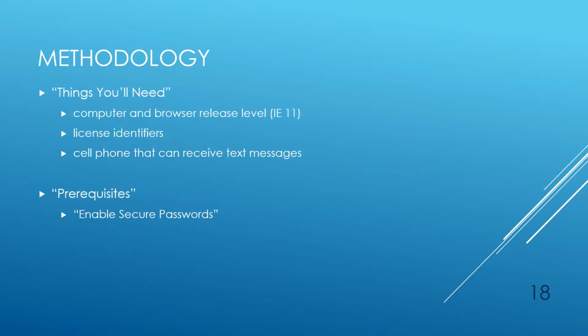The next section is titled Things You'll Need, and covers the foundational basics, like the computer and browser release level, license identifiers, and a cell phone that can receive text messages.